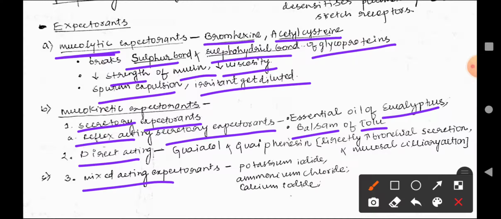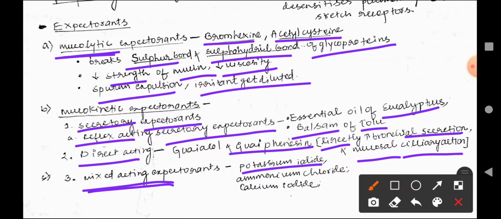And the direct acting mucokinetic expectorant is guaifenesin, and this will directly increase the bronchial secretion and mucociliary action. Thereby, it will help in getting rid of the moist cough. And the last one is mixed acting expectorants. These act both directly and as secretory expectorants. In the mixed acting expectorants, examples are potassium iodide, calcium iodide, and ammonium chloride.